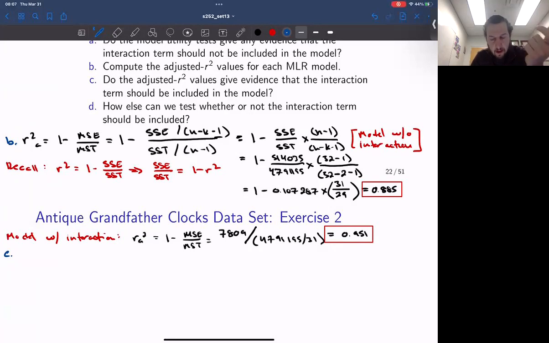So that would give us evidence that we should include the interaction term, because we are explaining more information in the response variable with the interaction term than we are without it. Or more simply, because the adjusted R squared is higher for the model with the interaction term, that would imply that that model is a better fit to the data.